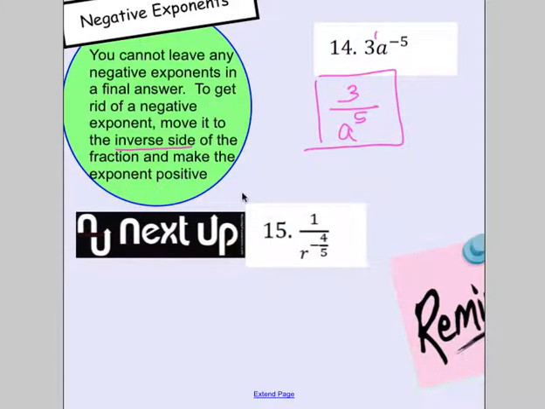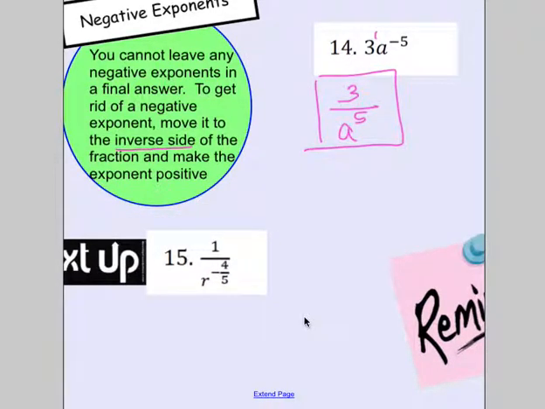All right, and example 15. This one I have 1 over r to the negative 4/5. So in order to make it positive, I would move it up to the numerator. So I would have r to the 4/5 power. And that would be example 15. So we don't have simplified, so we don't have negative exponents.